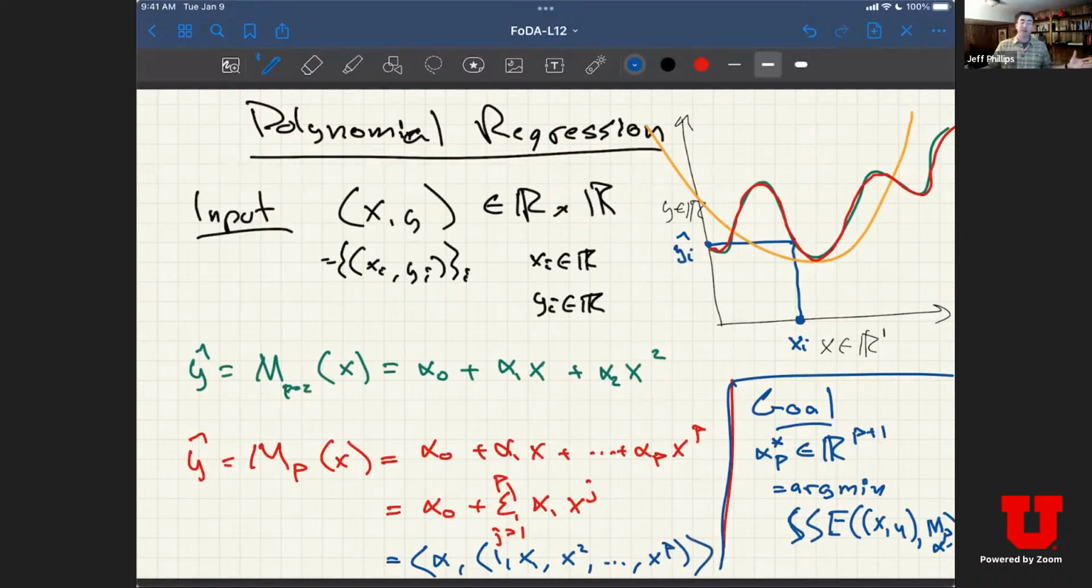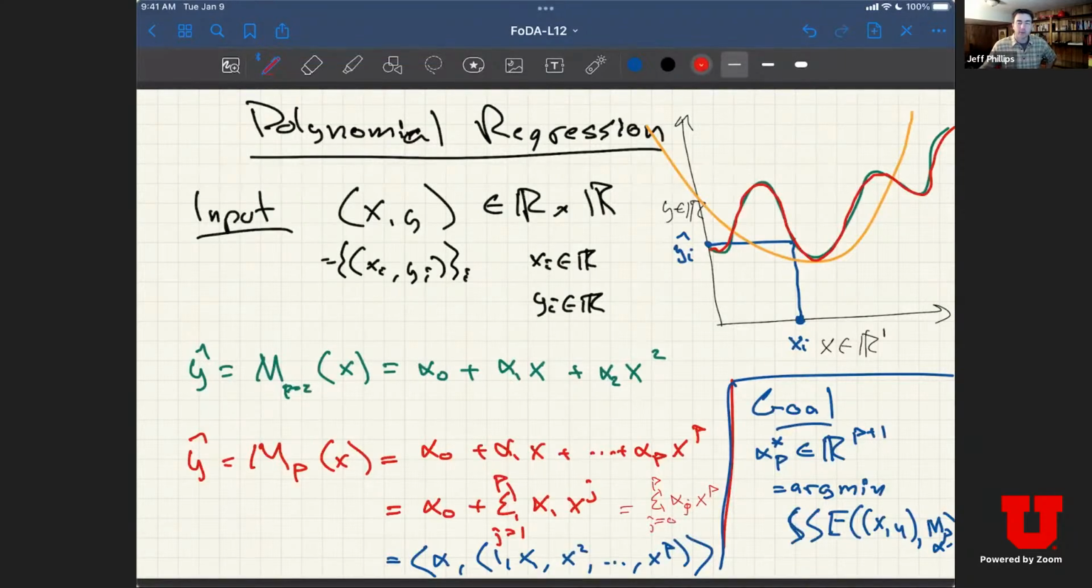I can still write the model as a dot product, but it's a dot product after I've turned the single coefficient x into a p plus 1 dimensional coefficient, right? There's another way you can write this. This is also equal to, if I start j at 0 up to p, then I just get alpha j x to the power j, because x to the power 0 is going to be equal to 1.